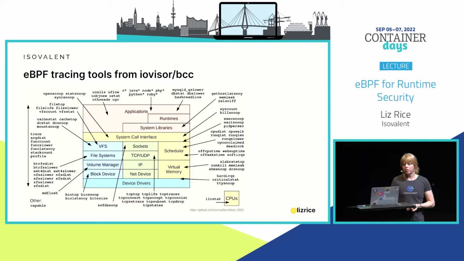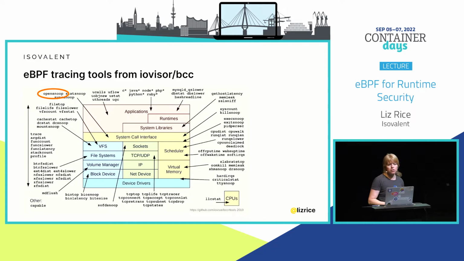This is a picture from the BCC project. And I think it's quite a scary picture, really. I don't expect you to read all the words, but the point of it is there are tools that have been developed to collect information about every aspect of a running system. So there are tools here that relate to network functionality, file functionality, CPU performance, memory, everything. There's probably some tool in the BCC project that you can use to gather information about that aspect of the system.